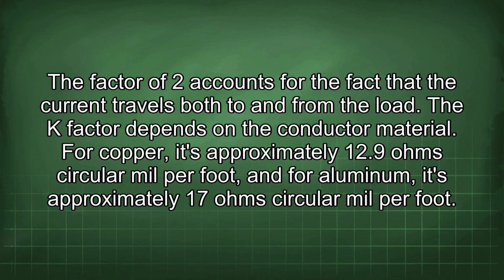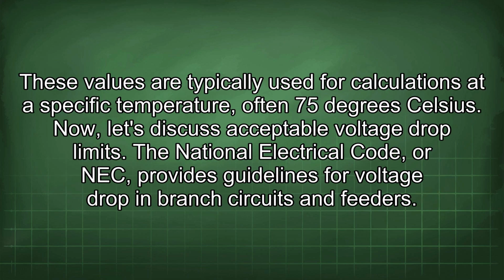The K factor depends on the conductor material. For copper, it's approximately 12.9 ohms circular mil per foot, and for aluminum, it's approximately 17 ohms circular mil per foot. These values are typically used for calculations at a specific temperature, often 75 degrees Celsius.